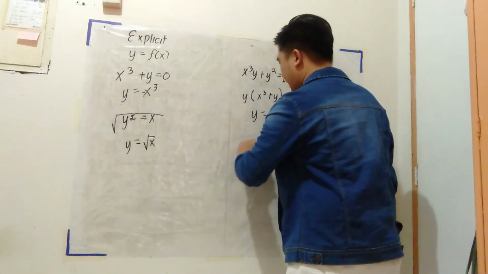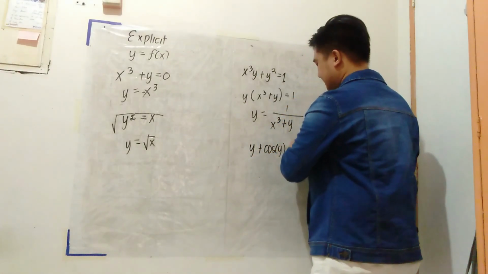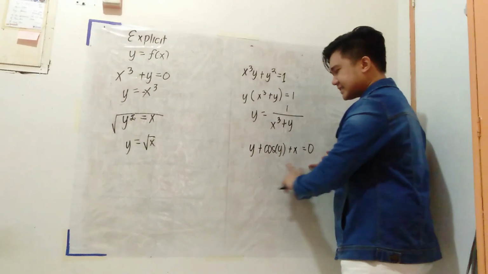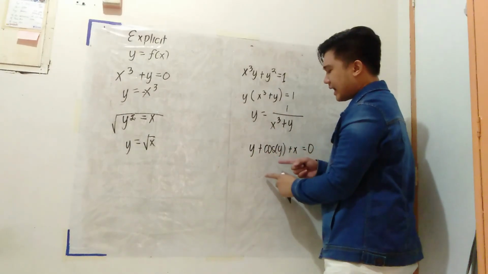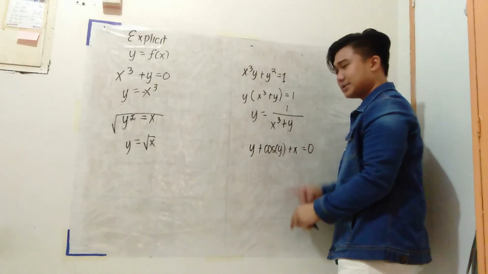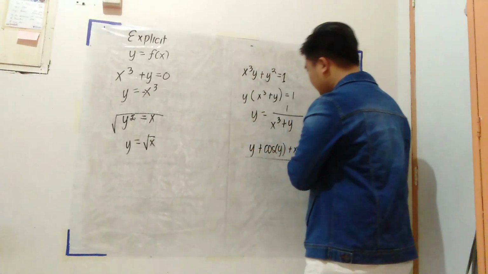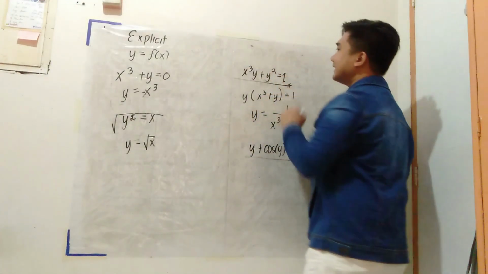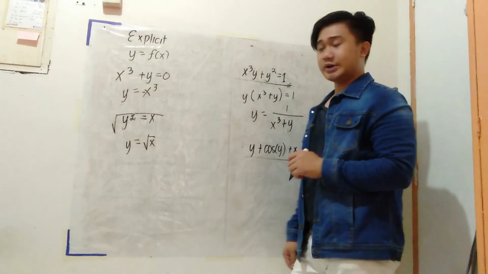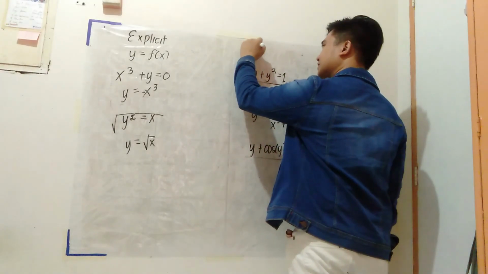Isa pang example guys. What if you have y plus cosine y plus x equals 0? Sa case na to ba, pwede mo bang ihiwalay yung y doon sa cosine? Hindi, di ba kasi yun naman yung angle mo eh. Wala kang magagawa. So, yung mga equation na yan, pwede pa din po natin i-differentiate, pero hindi na explicit differentiation dahil ang tawag po sa mga function na to ay implicit function.